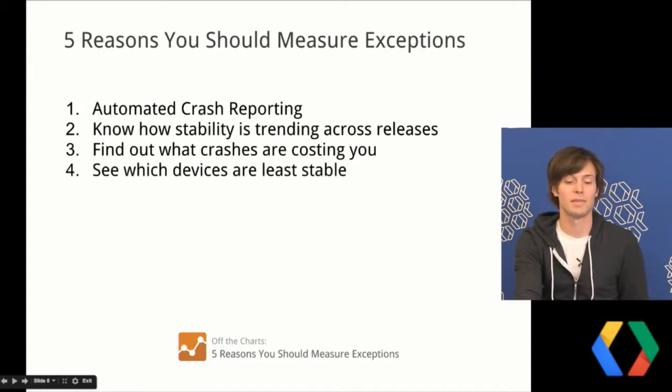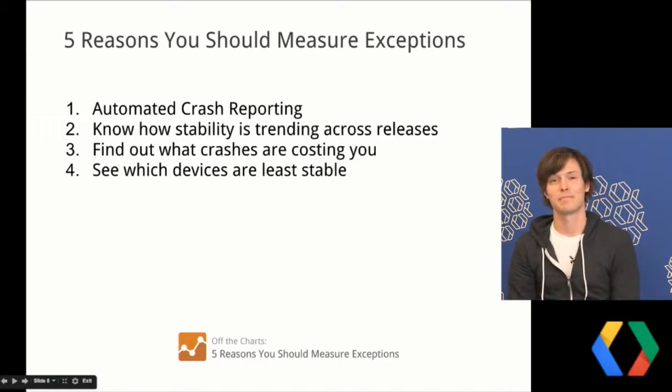Number 4 is going to be see which devices are least stable. Especially in the Android world, there's a ton of devices out there that your app may be running on. And it's really difficult to be able to test on all of them before you release. So being able to see by device easily where the crashes are occurring can give you an idea: if some device is crashing a ton, or your app's crashing a ton on that device, it might be something you want to look into testing before you do your next release. So that can be really helpful as well.